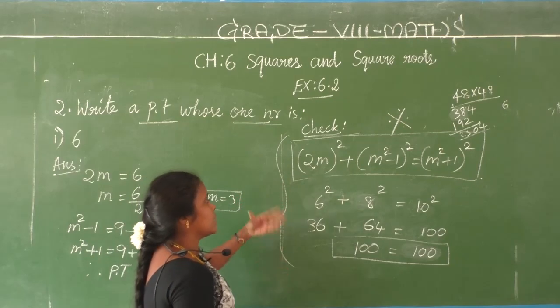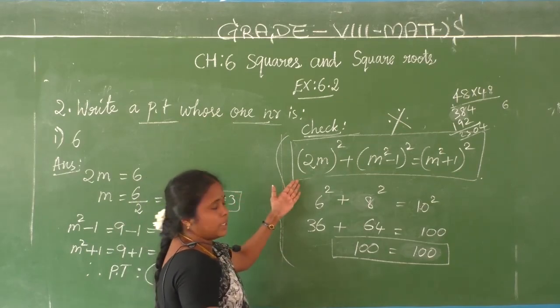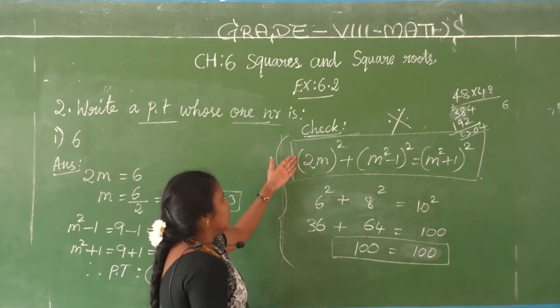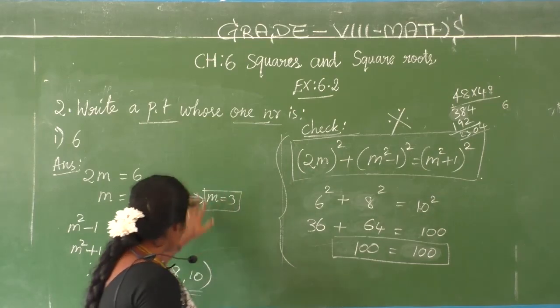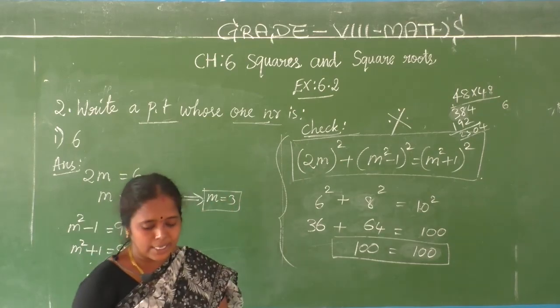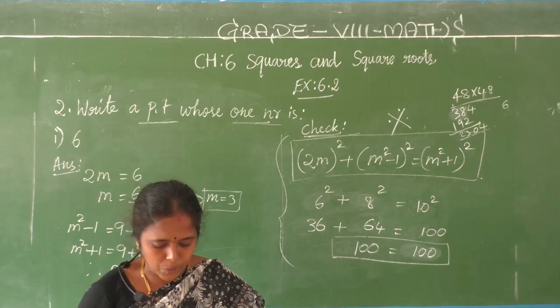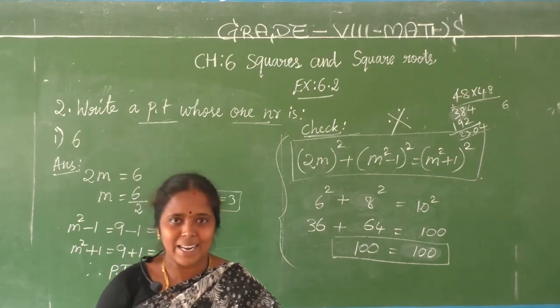This is the way of checking whether the given three numbers, or the three numbers we found, are a Pythagorean triplet or not. On this basis, the remaining two questions have to be completed in your classwork. A worksheet will also come. Take practice. Thank you.